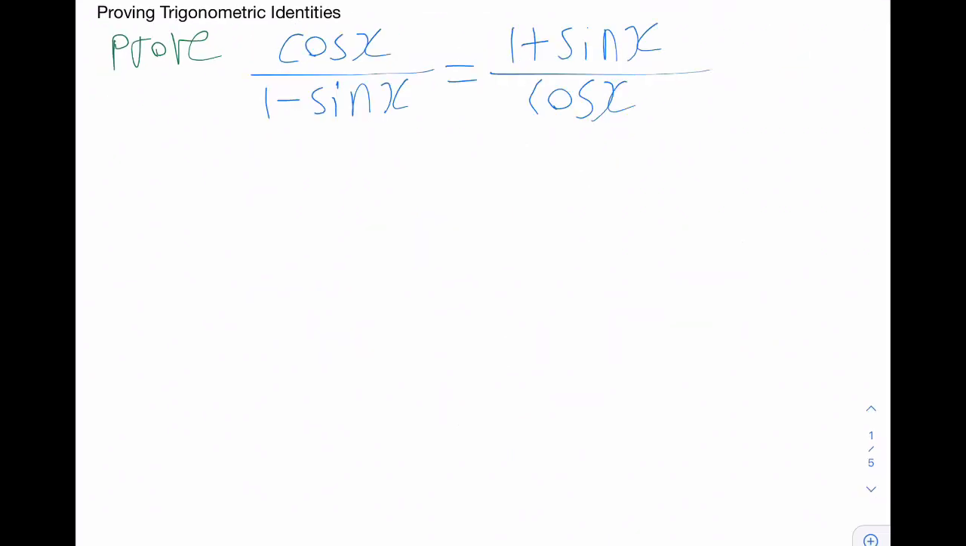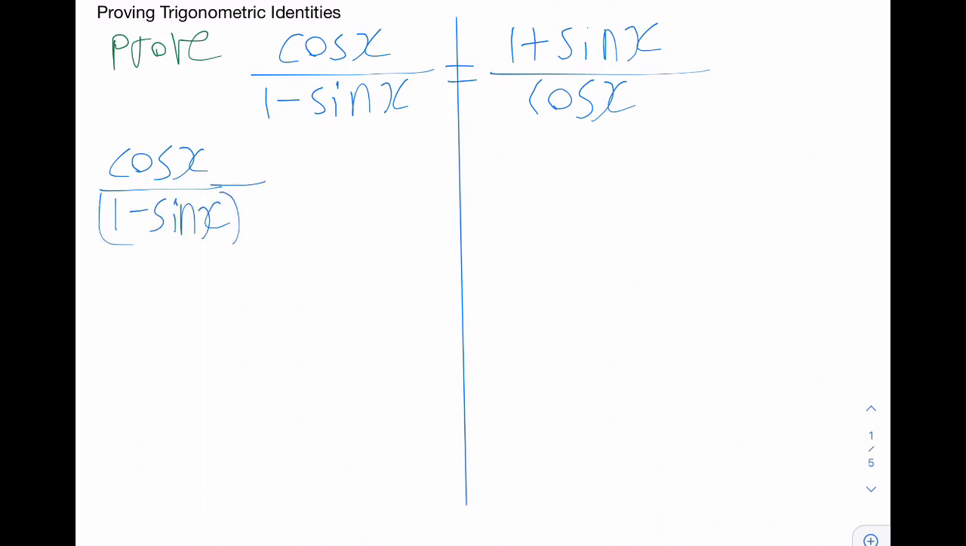Alright guys, here's our last problem. We have to prove this equation right here. So let's draw a line in the middle again, and I think the first step should be to multiply the left side by its conjugate to get rid of the bottom. So 1 plus sine x and 1 plus sine x.